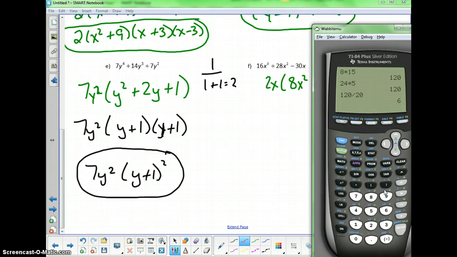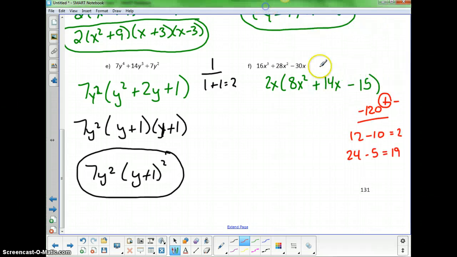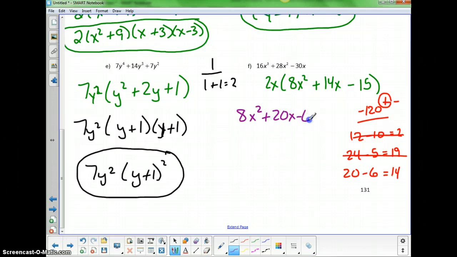20 goes into 120 6 times. So 20 minus 6 is 14. That's what I want. So I'm going to get rid of the other ones. This is going to turn into 8x squared instead of the 14x. We're going to write plus 20x minus 6x minus 15. Then we're going to group.